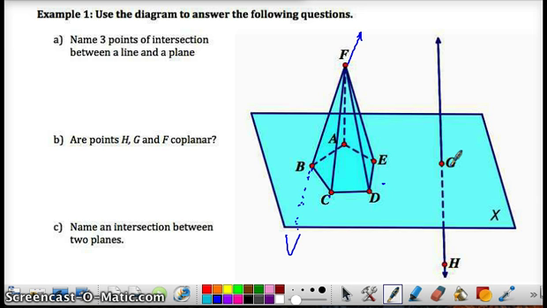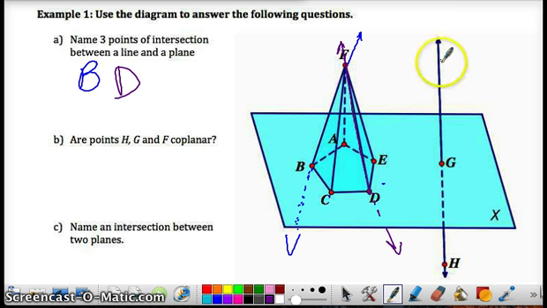So 3 points of intersection between a line and a plane. Well, FB would come down, intersect the plane at B, and then shoot out, which is why I have a dotted line here. And here we go. So 3 points. Well, B is a point where that line would intersect. If I do another one, how about FD? It intersects at D, and then it goes through the plane and pops out over here. So D is another point.